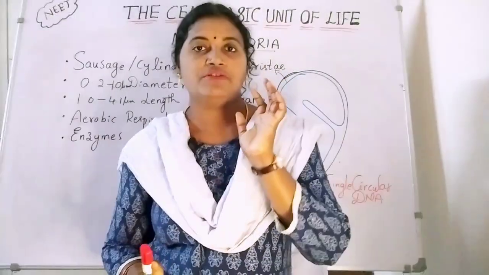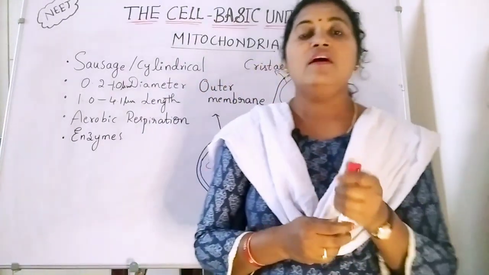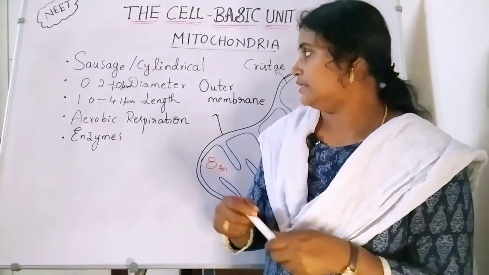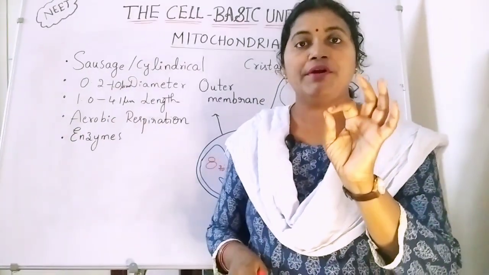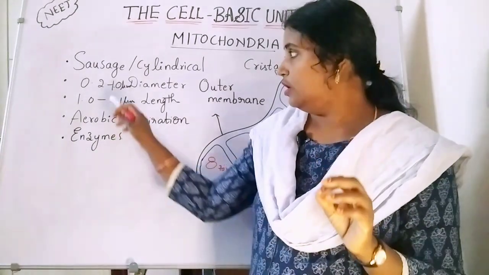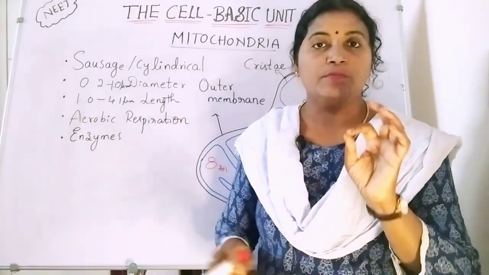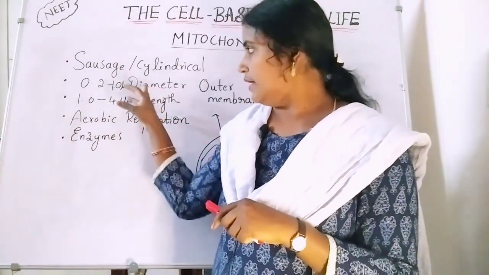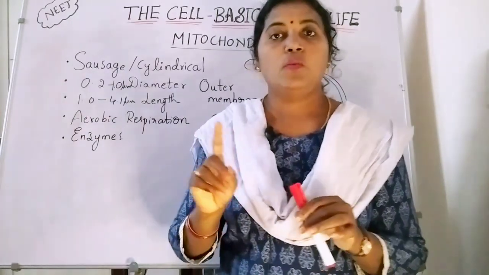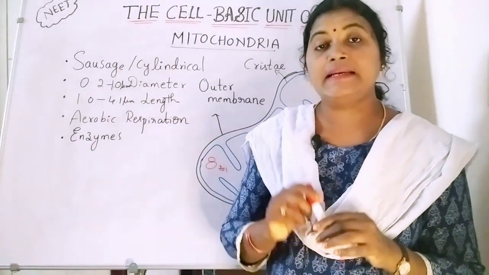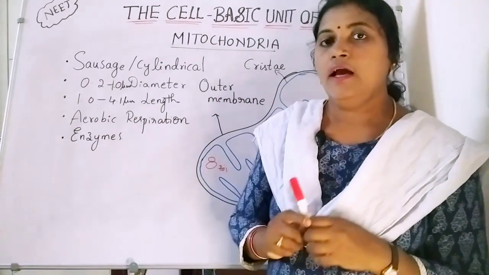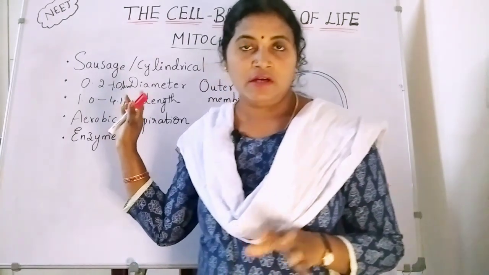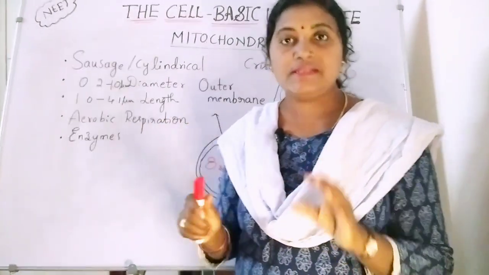Then what is the measurement? Measurement means what is the length and width. So length and diameter we'll see now. See here, diameter is about 0.2 to 1.0 micrometers. Note down this small description I have given here. First one, diameter is about 0.2 to 1.0 micrometers. Then what is the length of the mitochondria? That is about 1 to 4.1 micrometers length.